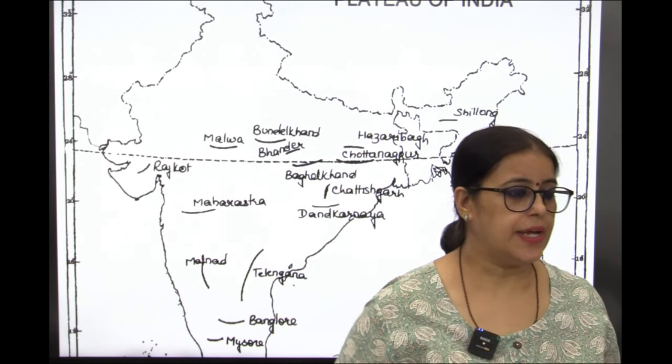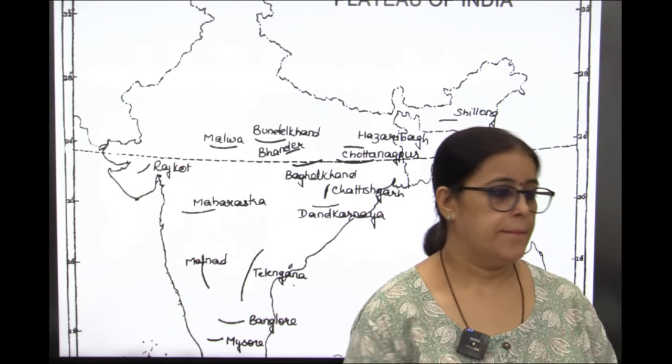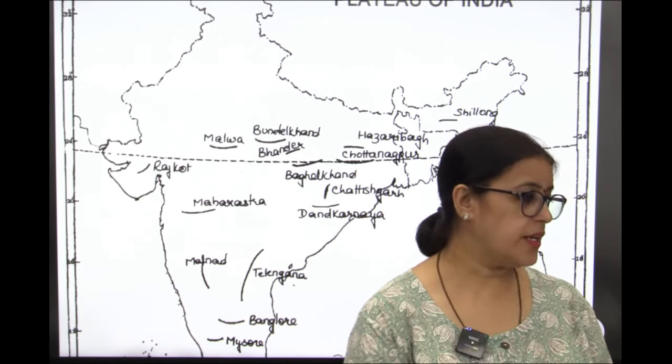Continental islands are detached parts of the mainland due to a rise in the mean sea level.